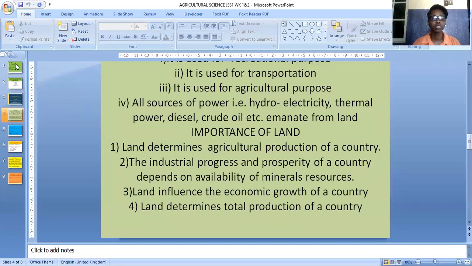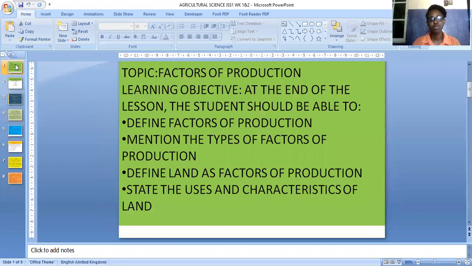Lesson objectives. At the end of this lesson, the students should be able to: 1. Define factors of production. 2. Mention the types of factors of production. 3. Define land as a factor of production. 4. State the uses and characteristics of land.